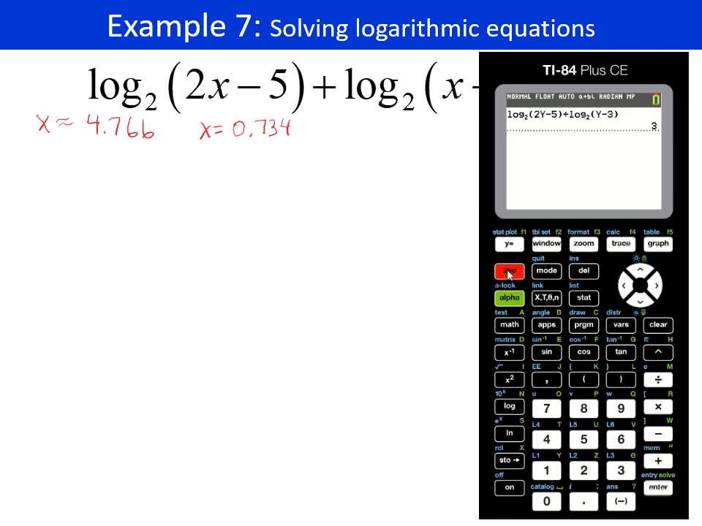We'll do the same thing, second enter, with a z in place of the y's. And notice this time we get complex numbers. We are not interested in complex numbers. So the only one that checks out is the first one.